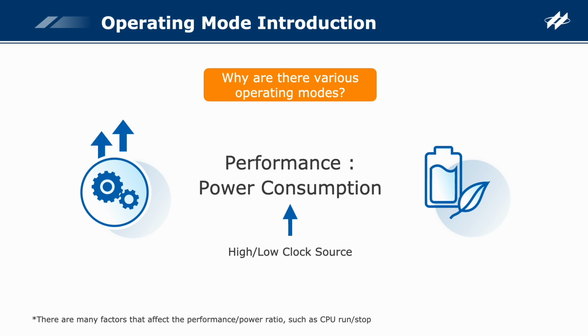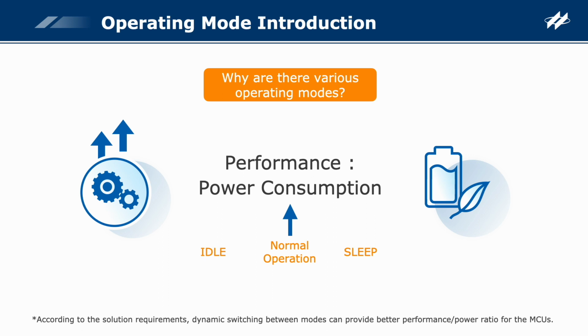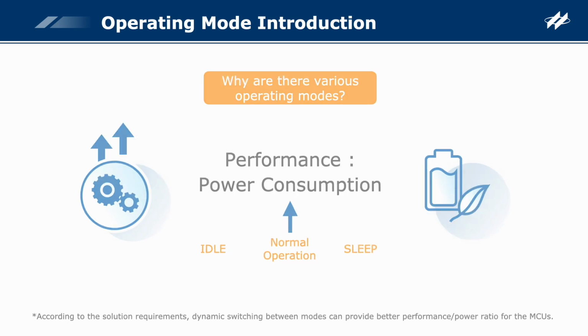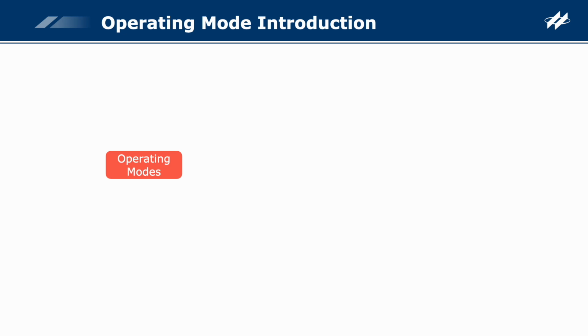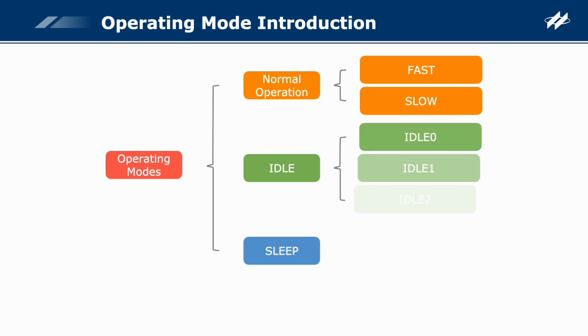Of course, there are many factors that affect the performance to power ratio, such as CPU operating status. In this situation, various operating modes came into being. According to the solution requirements, dynamic switching between modes can provide better performance to power ratio for the MCUs. The HT8 MCUs provide multiple operating modes, which can be divided into normal operation modes, idle modes, and sleep mode. The normal operation modes are divided into fast mode and slow mode. The idle modes are divided into idle 0 mode, idle 1 mode, and idle 2 mode.